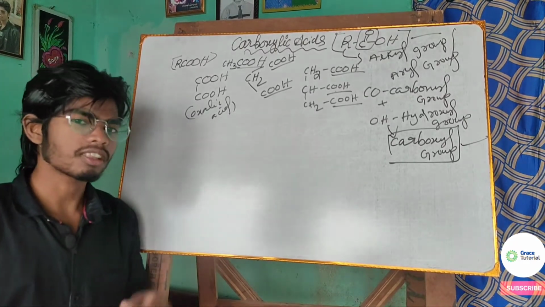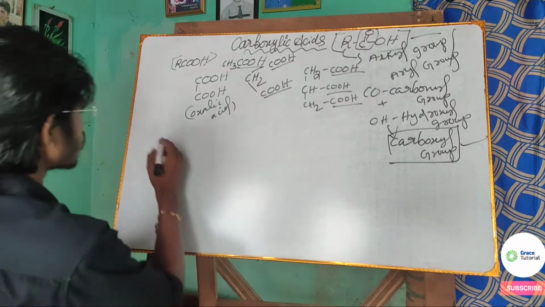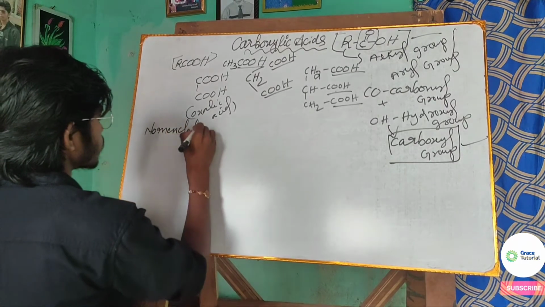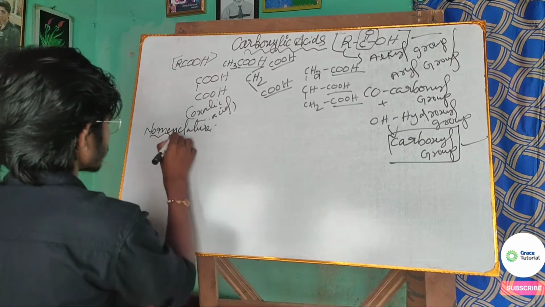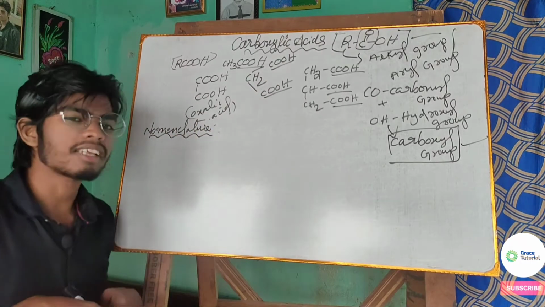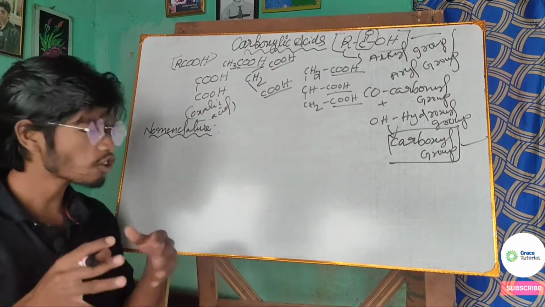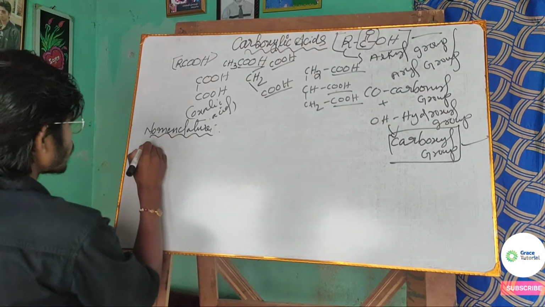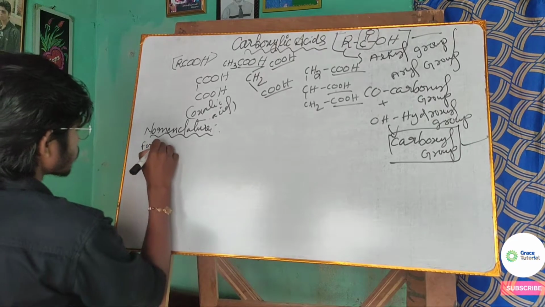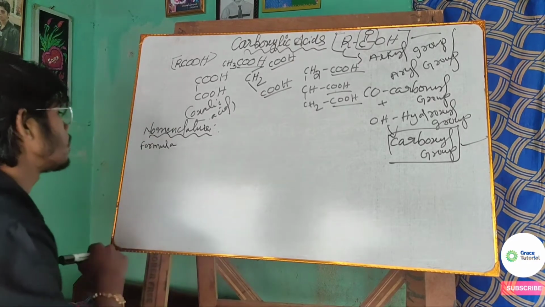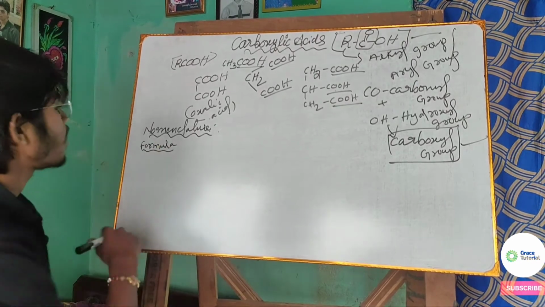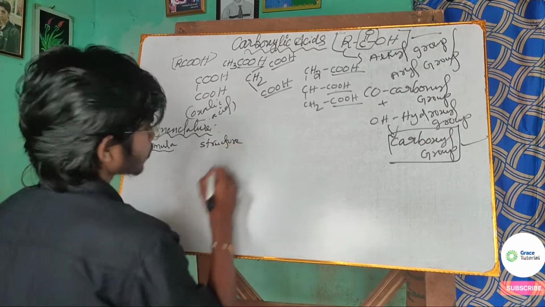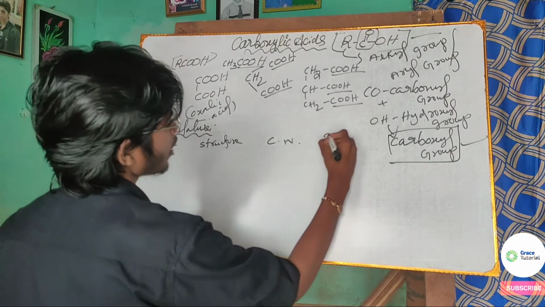Now we will look at the most important thing, that is the nomenclature of these carboxylic acids. In nomenclature, what we need to understand, first of all, you need to put the formula. Based on the formula, you have the structure, and here you have the common name and IUPAC name.